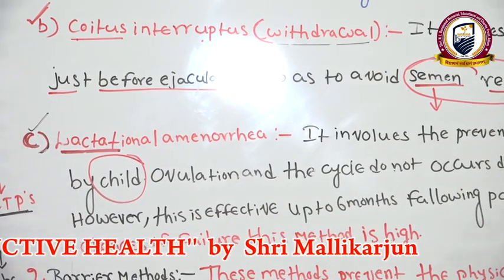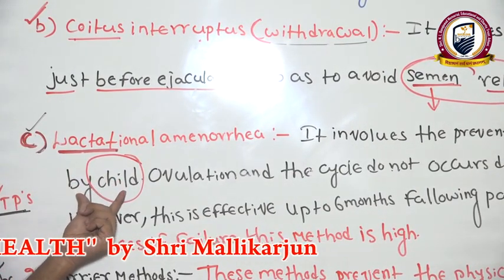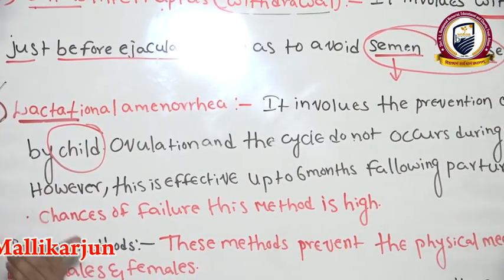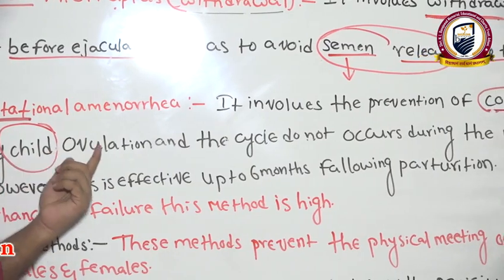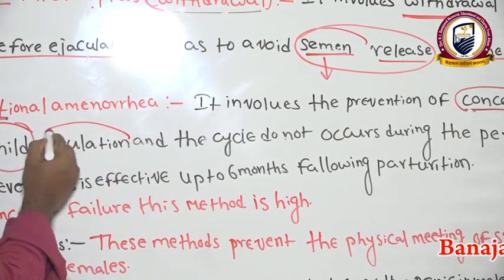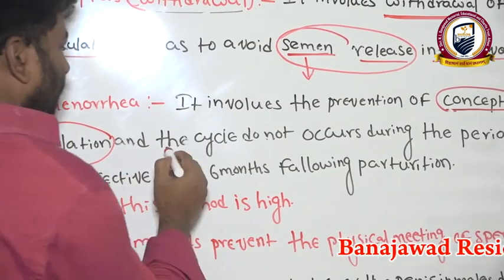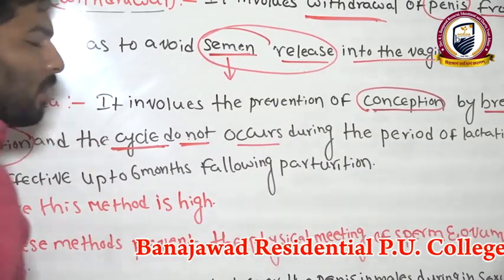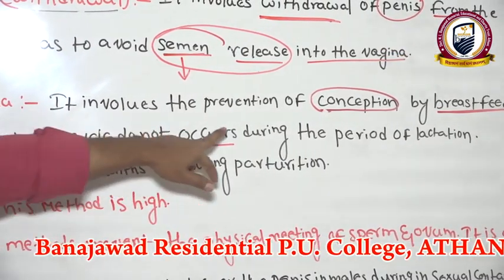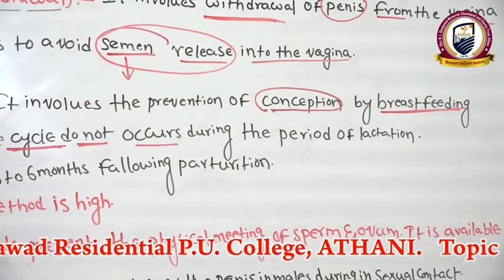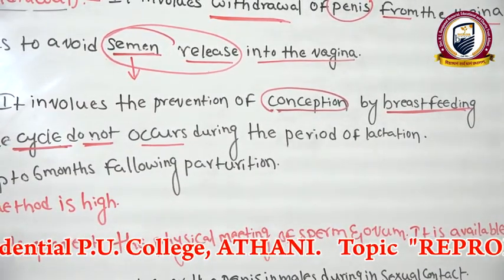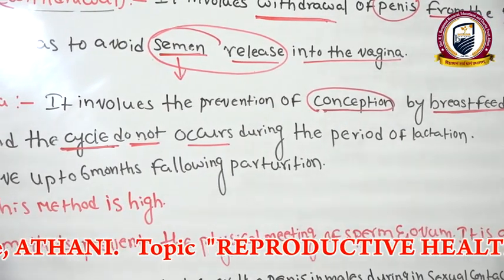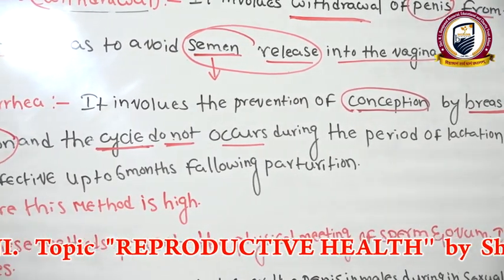Breastfeeding by the child means the milk secreted by the mother is taken by the child. In this period, ovulation and the menstrual cycle do not occur during the period of lactation. During the lactation period, the menstrual cycle and ovulation will not take place in females, so it is the safest period for sexual contact.